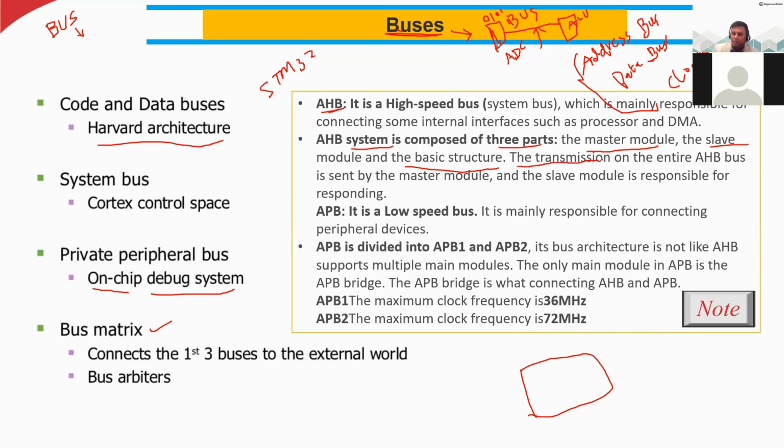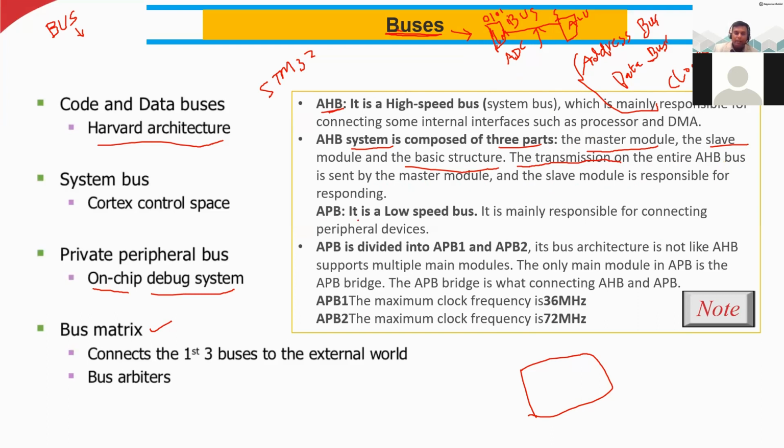The transmission on the entire AHB bus is sent by the master module, and the slave module is responsible for responding. For example, I have a data transfer here, I have the master module and the slave module. When I transfer the data, it has to give the acknowledgement back.